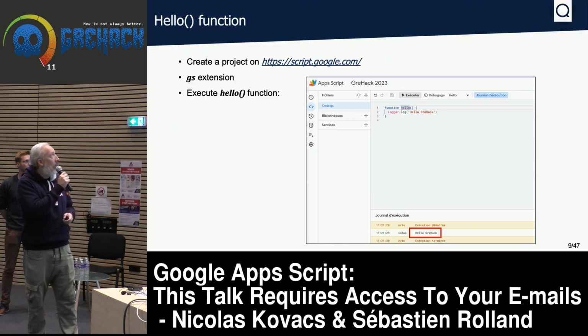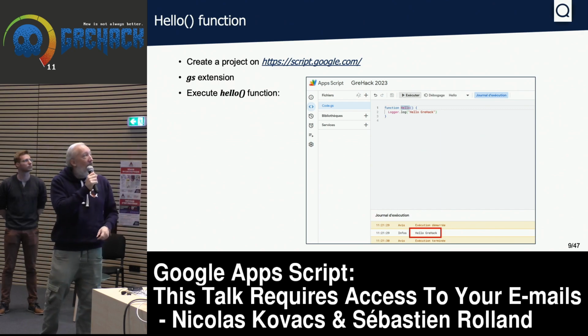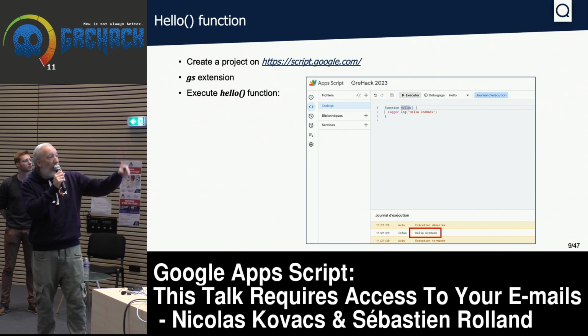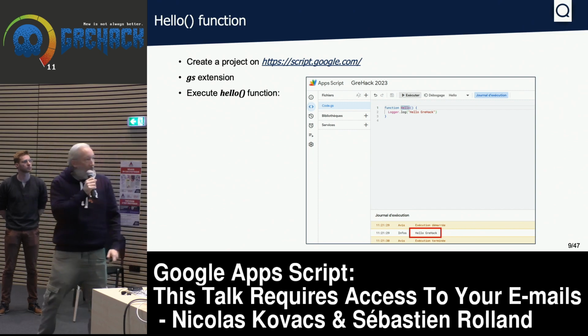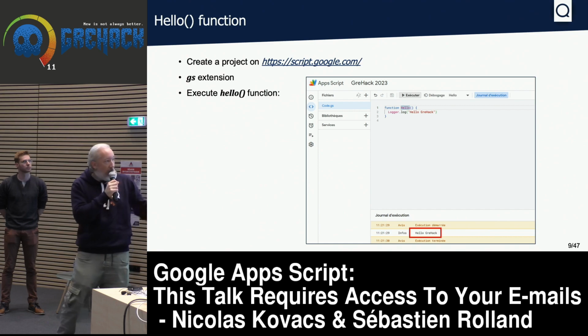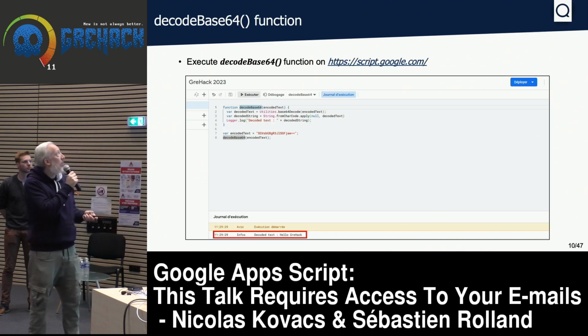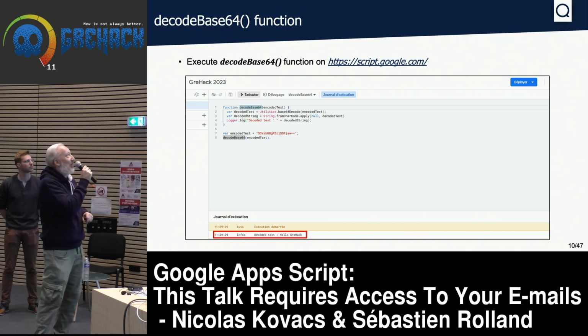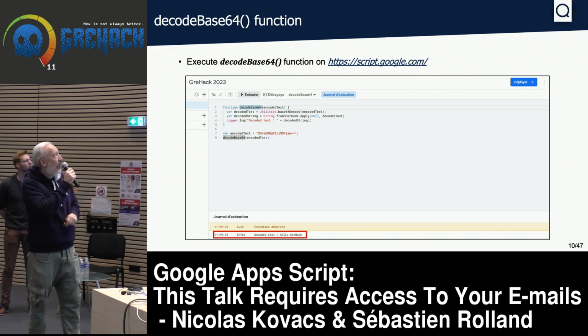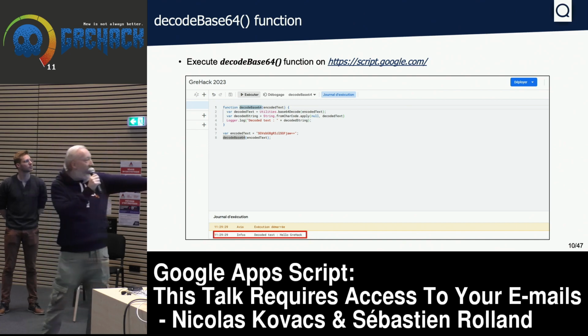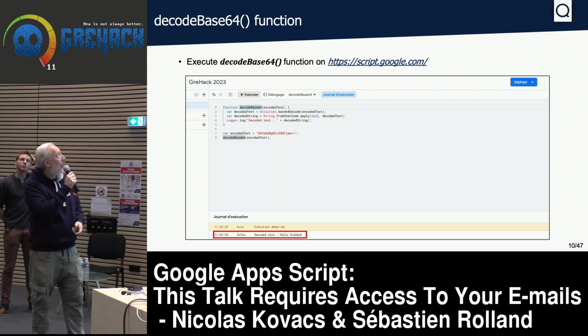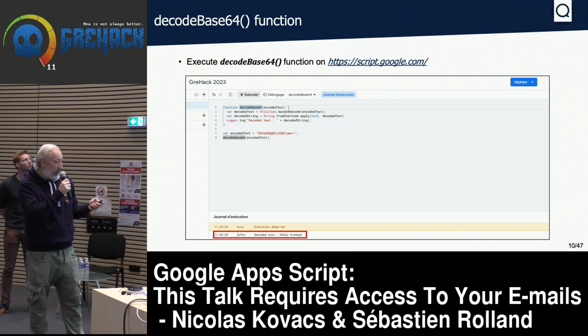So how to deploy Google Apps Script? It's pretty simple. You just go on script.google.com and you can start to create a script. For example, here we have a function defined hello, and we make some log of hello GreHack, and you can see on the bottom there is hello GreHack, so it's a really standard script. You can use a more advanced script, just decode a base64 string, and you have hello GreHack on the bottom too.